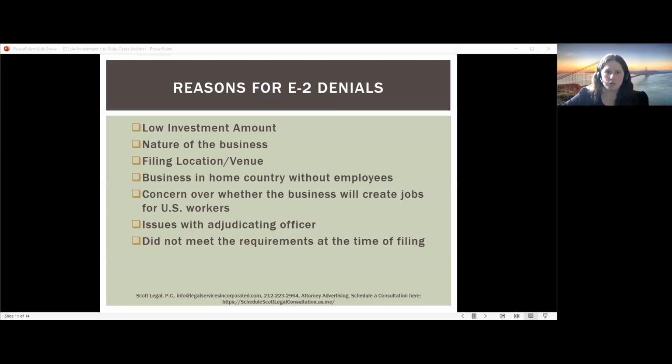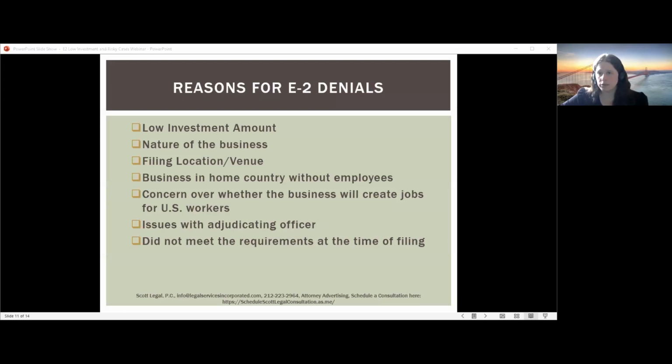Another thing that can happen is issues with the adjudicating officer. Consular officers are human beings. They have different temperaments and different ideas about what works and what doesn't. So if you do have a denial and you feel that the officer was not hearing you, or you feel like it was not a fair interview, you can always try to reapply. And most consulates will try to give you a different officer. It's not guaranteed, it's more of a courtesy, but it can be helpful to keep in mind that just because you had one difficult officer doesn't mean it's impossible for your case to be approved if you have an otherwise strong case.